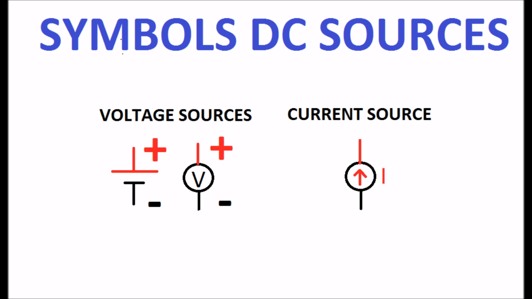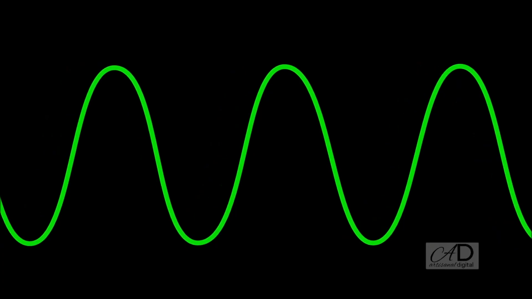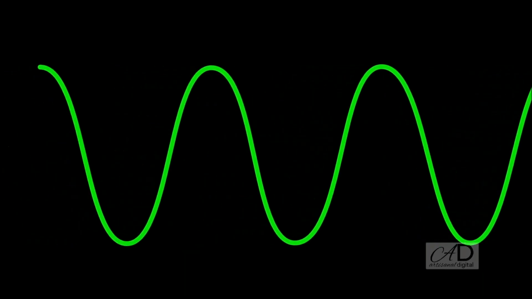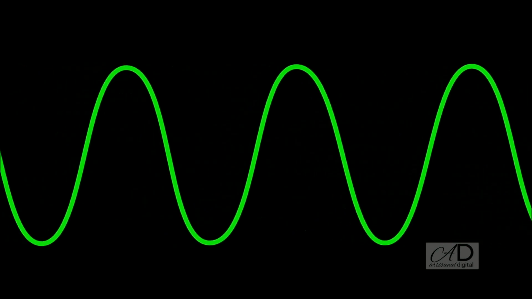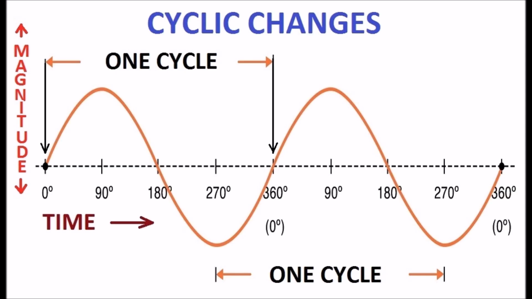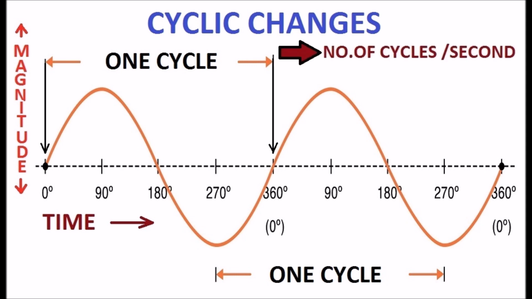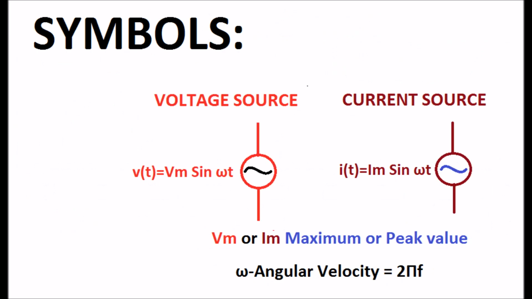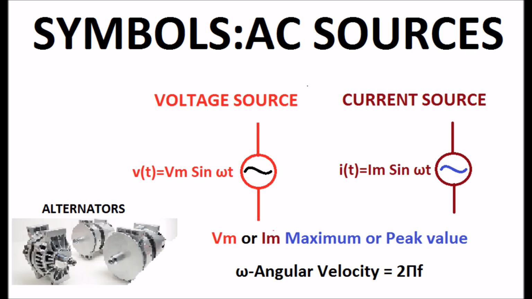The sources in which the magnitude sinusoidally varies with time are called sinusoidal sources. The magnitude of such sources will undergo cyclic changes, and the number of cycles per second is called frequency, denoted by f. The symbols are shown in the display. Simply we can say AC source.